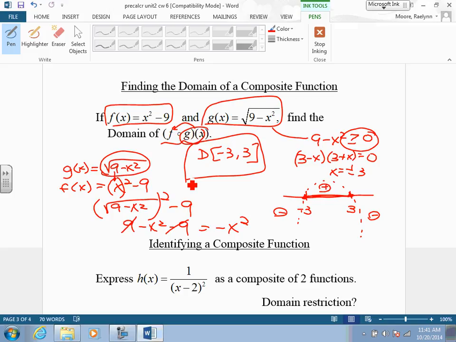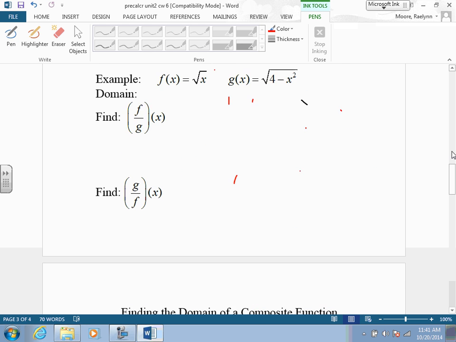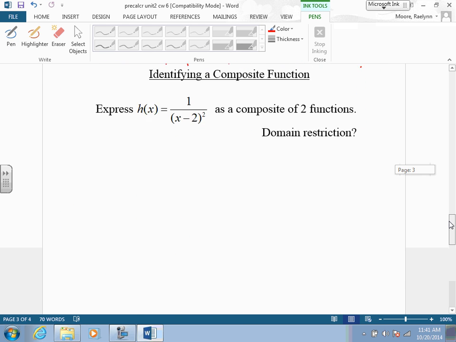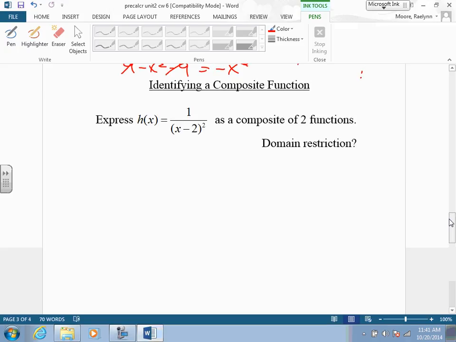This is a great exercise in working with your domains. And you only have your 3 restrictions still: fraction, radical, radical under a fraction. Okay, and here's a little thinker for you. I have a composite function, and I want to identify 2 functions that this came from. In other words, find those 2 that made this equal to this guy. Find me the 2 parts.